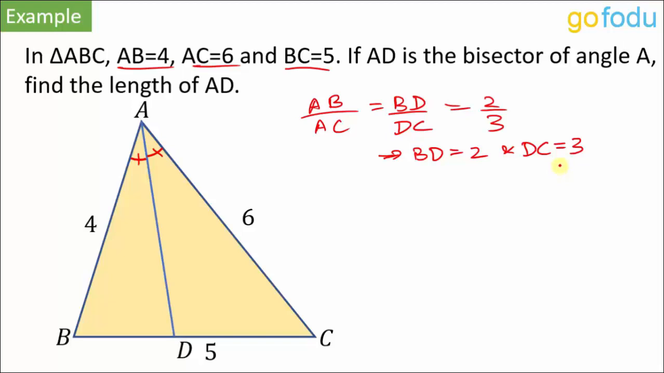Now what? In this small triangle ABD, we know two sides. This is 4 and BD is 2. This is 2 and DC is 3. So we know two sides, 4 and 2, and we know something about this one angle. If this angle was known, we could have applied the cosine rule to get this third side, right? We don't know this angle, but we know something about it.